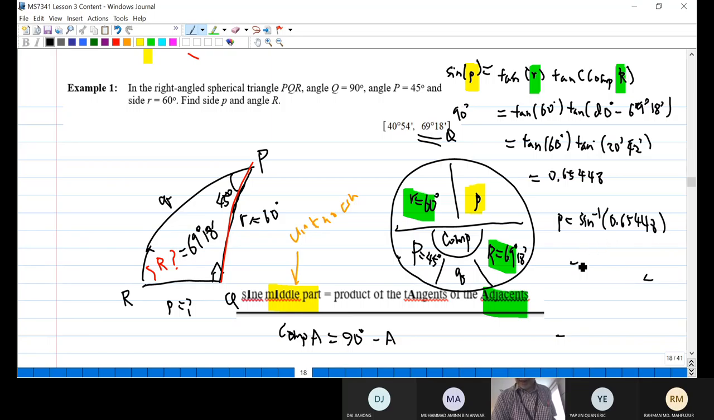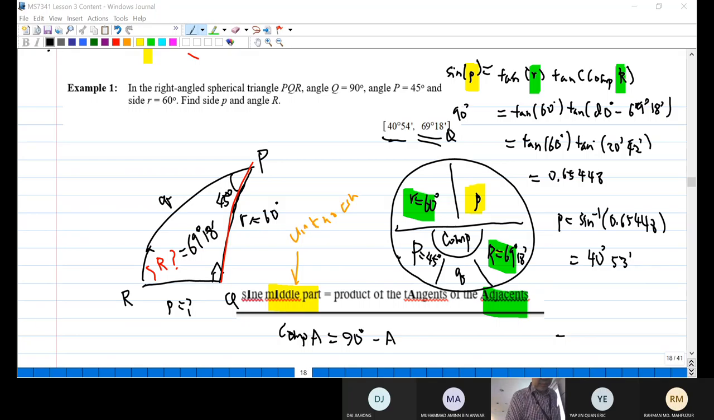So what is P now? P is equal to sine inverse of 0.65448 here. So to get this angle, side P, shift sine inverse now, which is equal to 40 degrees 53 minutes nearest. Okay, I take 53 minutes. So the answer is 54, but I think we're close enough. So this is how you get the side P.